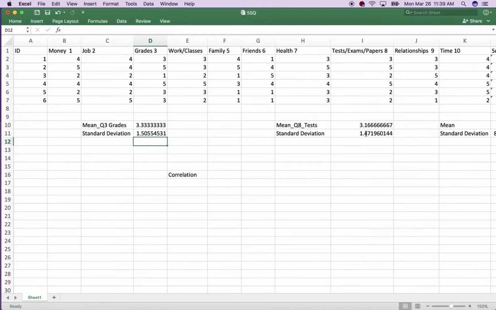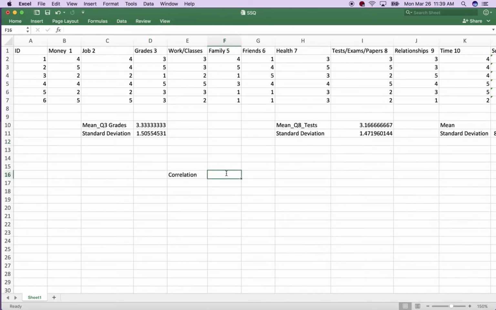And so our readings have talked about what a correlation is. It's the relationship between 2 variables, and that can be in a positive direction or a negative direction. A positive direction would be as one goes up, the other goes up. And so as stress for grades goes up, does stress for tests, exams, and papers also go up, or does it also move in a positive direction? And we'll look at that with the correlation here.